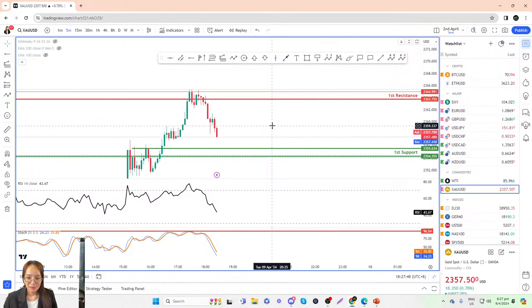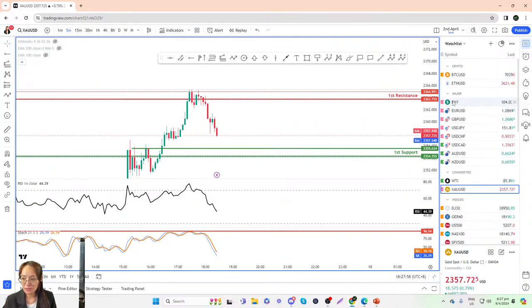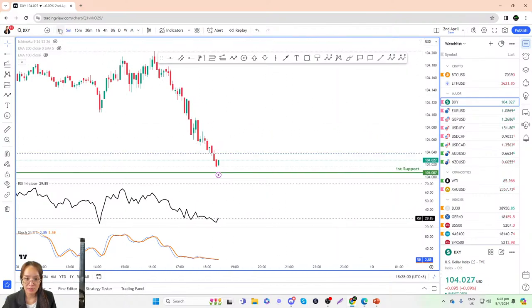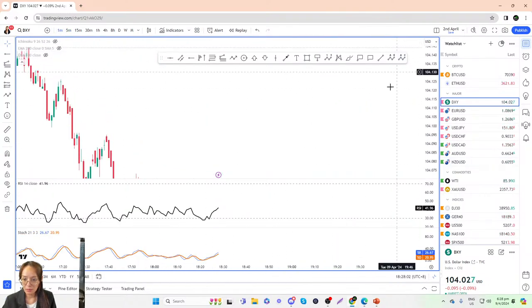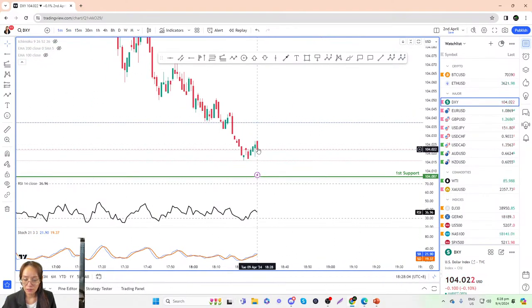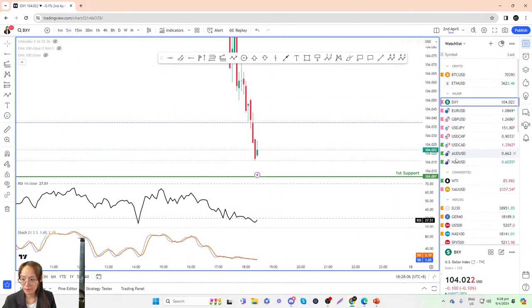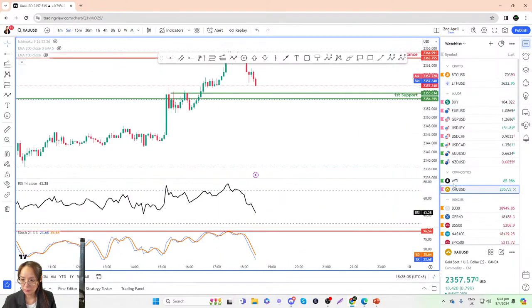Okay. Have you still held the position or have you already closed? Okay, falling already, meaning that DXY is rising, alright? Okay, what about DXY? Don't fall, just continue, go up. Okay, so gold can come down.